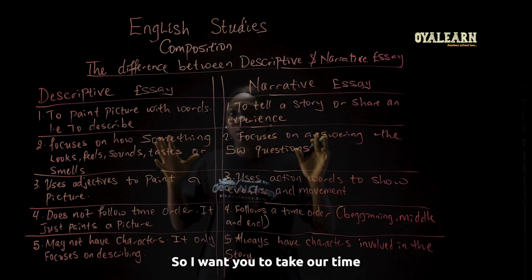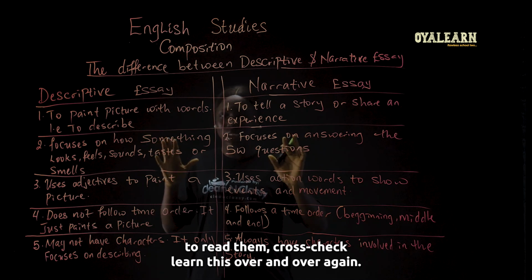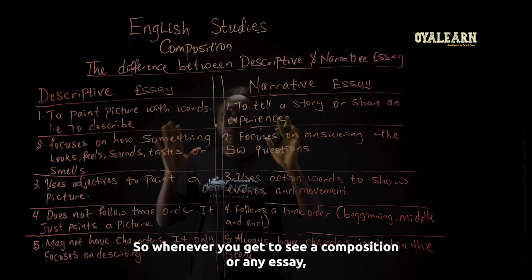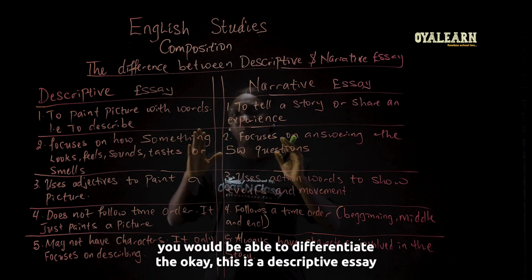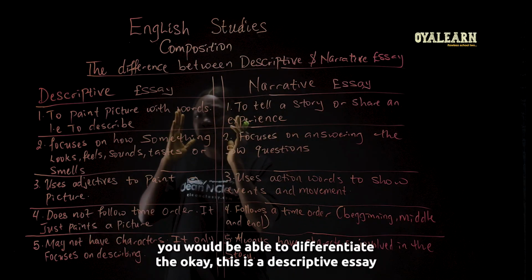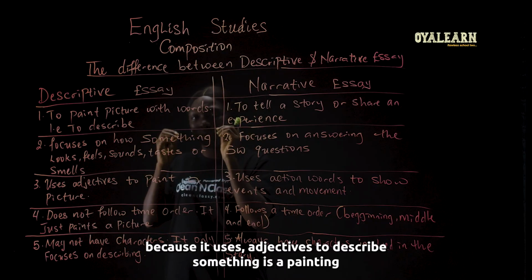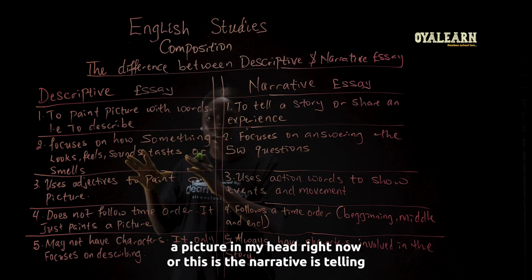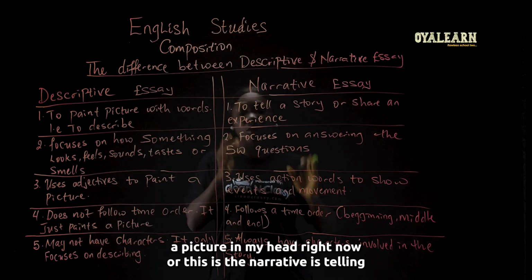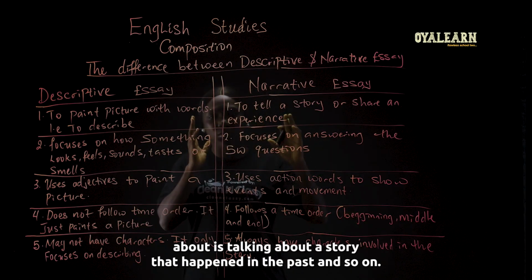So I want you to take out time to cross-check, learn this over and over again. So whenever you get to see a composition or any essay at all, you would be able to differentiate that, okay, this is a descriptive essay because it uses adjectives to describe something. It's painting a picture in my head right now. Or this is a narrative essay, oh, it's talking about a story that happened in the past, and so on.